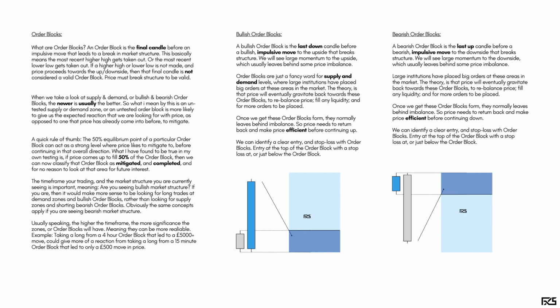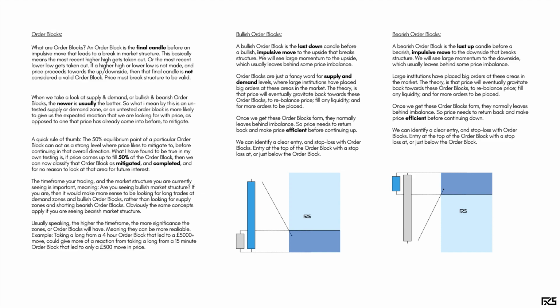Now, the time frame you're trading and the market structure you are currently seeing is important, meaning, are you seeing bullish market structure? If you are, then it would make more sense to be looking for long trades at demand zones and bullish order blocks, rather than looking for supply zones and shorting bearish order blocks. Now obviously the same concepts apply if you're seeing bearish market structure.